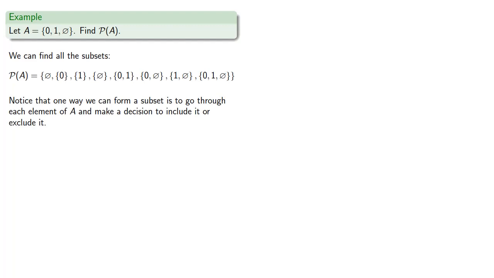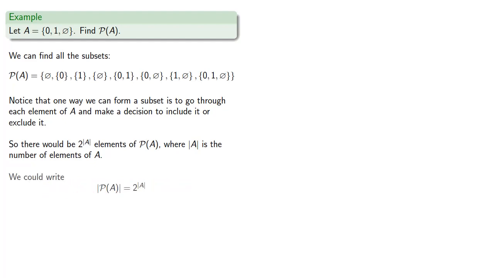Now, notice that one way we can form a subset is to go through each element of A and make a decision to include it or exclude it. And so there would be 2 to the cardinality of A elements of the power set, where the cardinality of A is the number of elements of A.